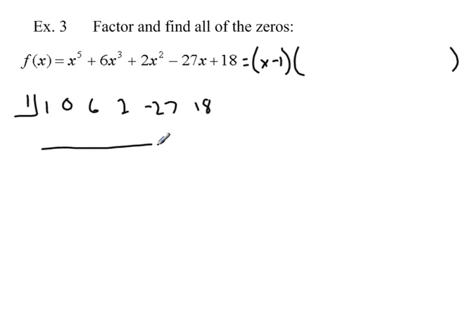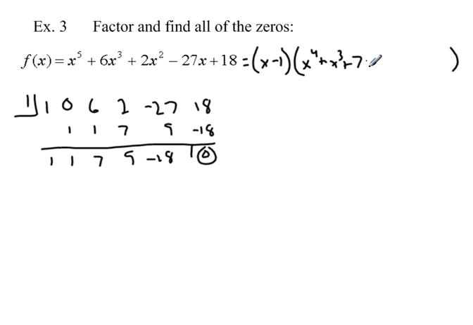All right. Adding down, multiplying diagonally, continuing that process gives us a remainder of 0. Good sign. But it tells me that x to the fourth plus x to the third plus 7x squared plus 9x minus 18 is also a factor of this polynomial. And we want to break that down a little further.